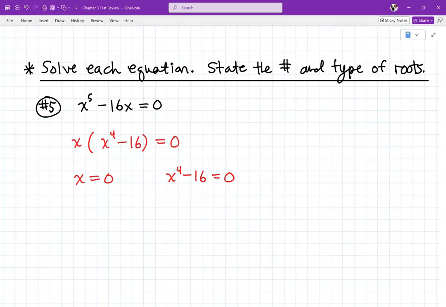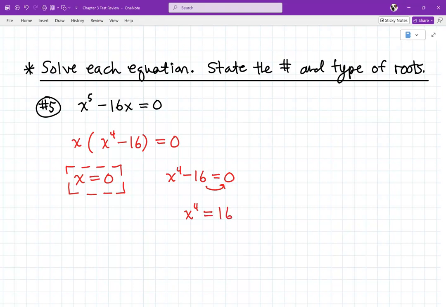Well, x equals 0 is done. Like there's nothing I can do with that. That's finished. This is an answer. But the one on the right side, I can still move things around. So let me add 16 over to that side. So I get x to the 4th equals 16.